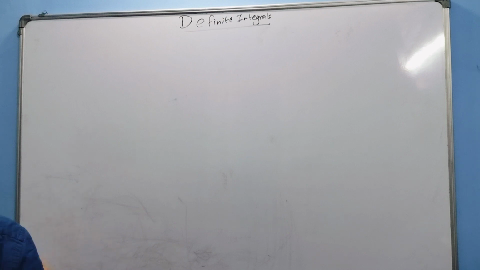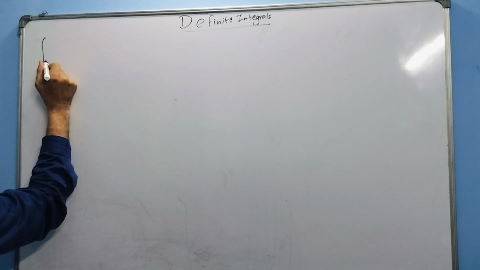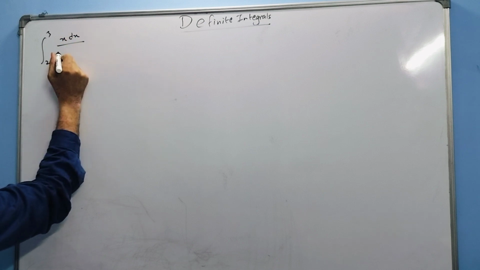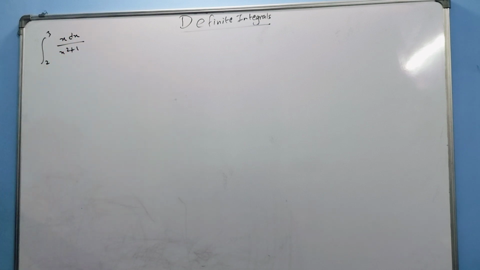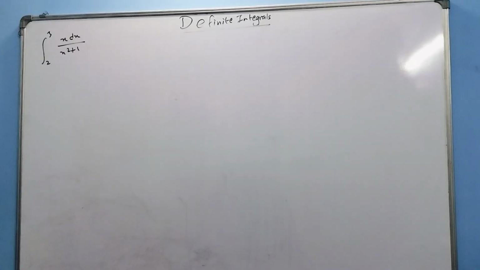What else? Next they have given the integral from 2 to 3 of x dx upon x square plus 1. This is a question we can solve in a very simple way. Put x square plus 1 equal to t, so I get 2x dx equal to dt. So we'll put the value here: half will be outside, and we have dt upon t. So we know the integration of this is log t.